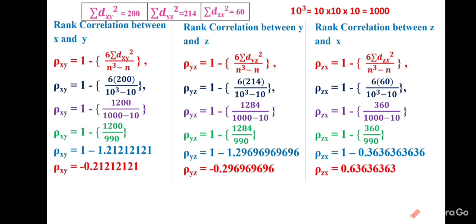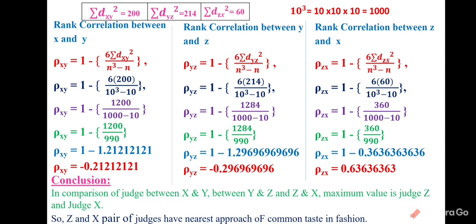They have the nearest common approach of two different judges, judge z and x. In comparison of the judges between x and y, y and z, and z and x, the maximum value is for judge z and judge x. So the z and x pair of judges have the nearest common approach, or common taste in fashion. That is the conclusion to be taken.